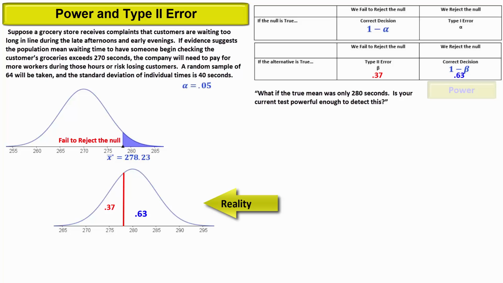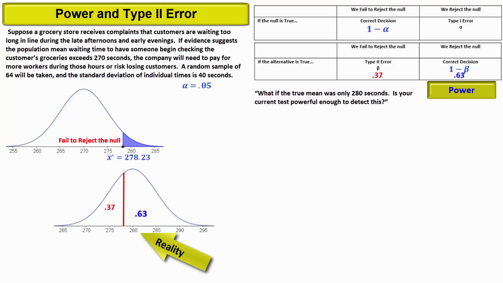the alternative. This is called the power of the test, the probability of correctly rejecting the null if the alternative is true. The power always equals 1 minus beta, but beta can only be calculated given a specified alternative mean somewhere greater than 270 seconds, in this case 280 seconds. This is not a very powerful test, only a 63% chance of correctly rejecting the null.